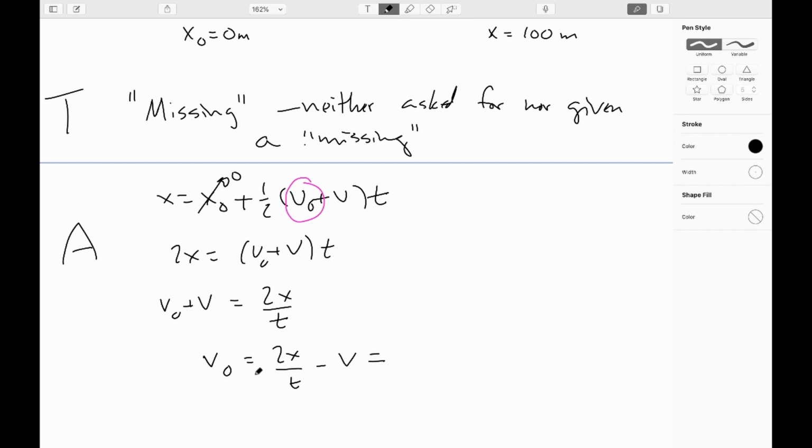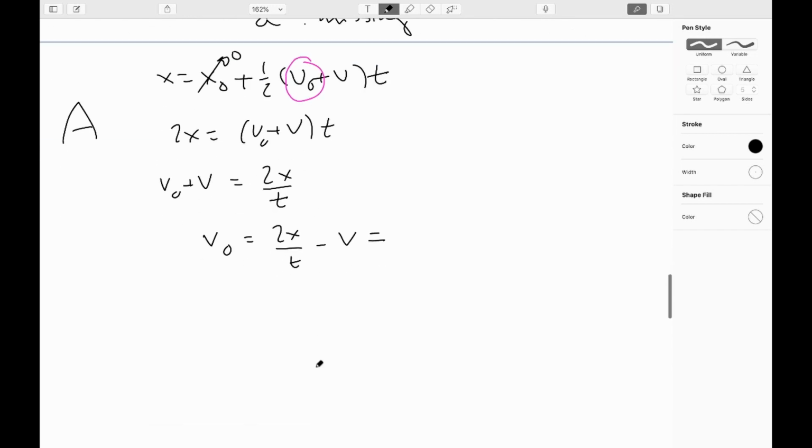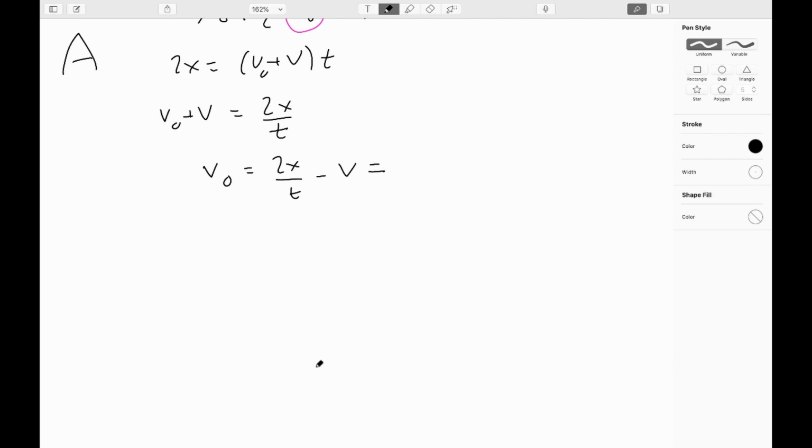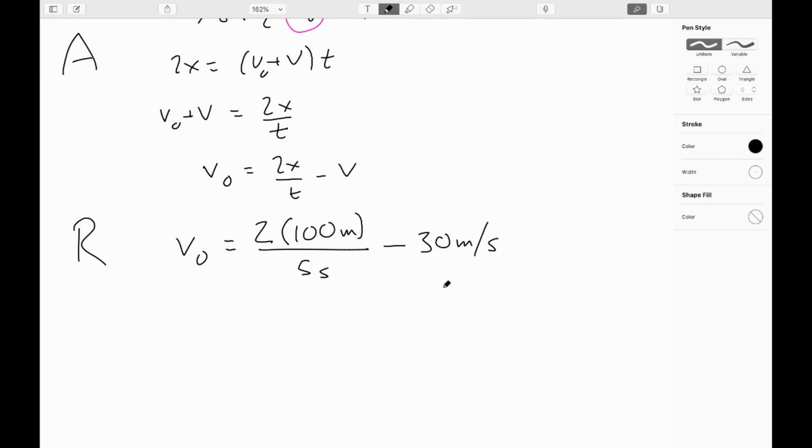All right, now I've got what I want to solve for on the left-hand side, and I have everything else on the right-hand side. So time to begin the review process. I'll stick in the numbers with their units and solve. So this is 2 times... We were told that our final position was 100 meters, and that this was 5 seconds. And we were told that the final velocity was 30 meters per second.